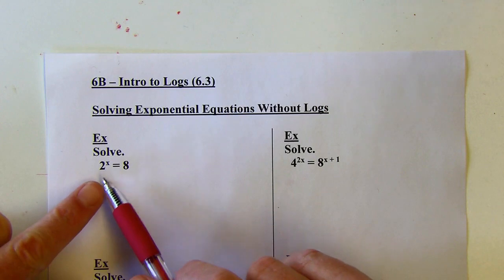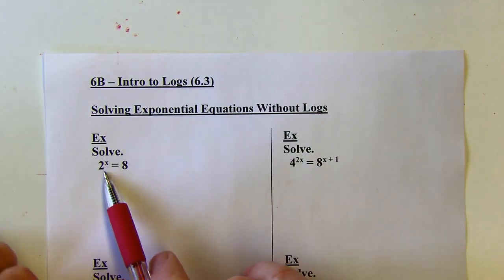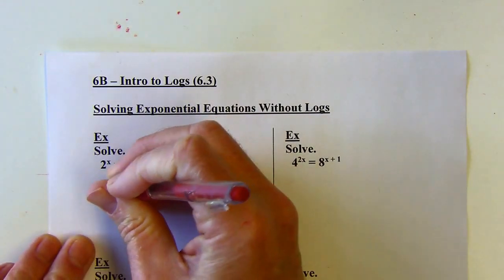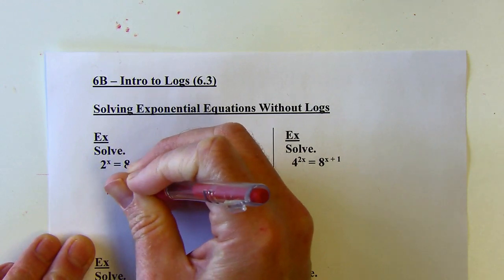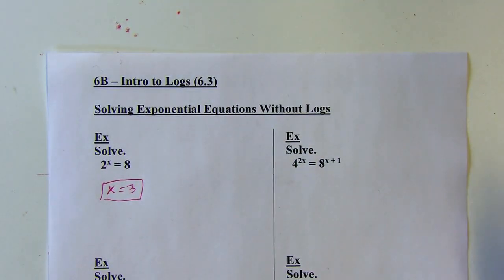2 to the first is 2, 2 to the second is 4, 2 to the third is 8. So only 3 would work as x, right? So you can kind of just think through it sometimes if you've got a simple enough equation, and then there's no need for logarithms, okay?